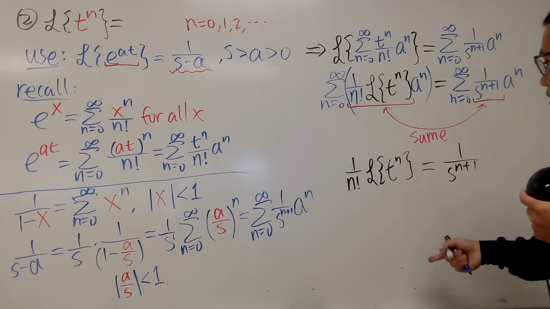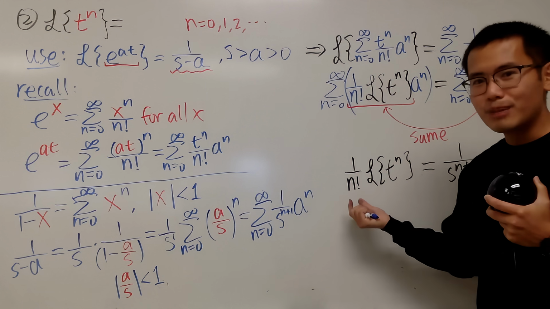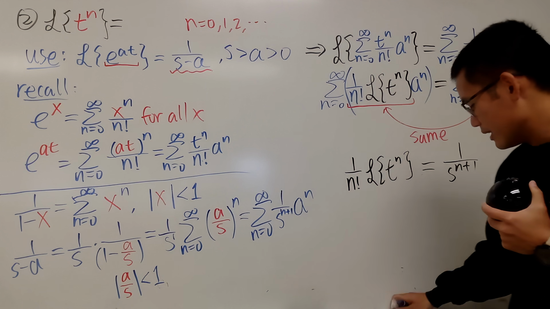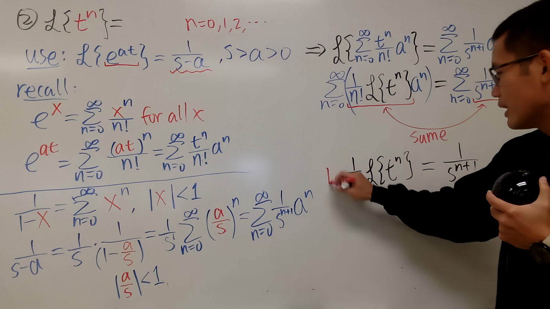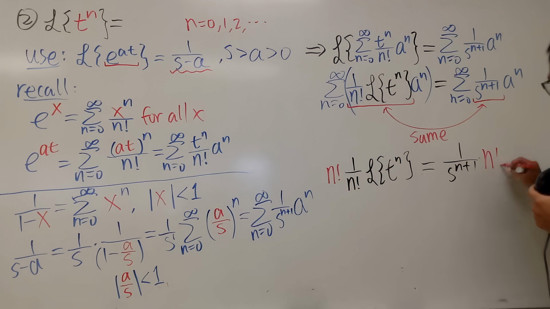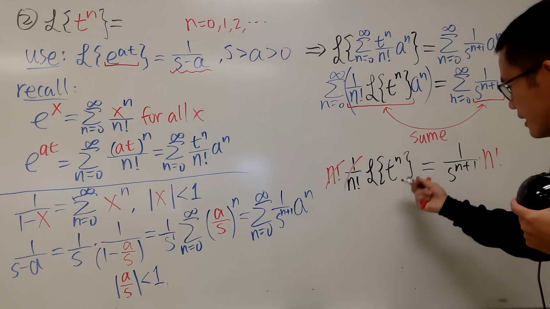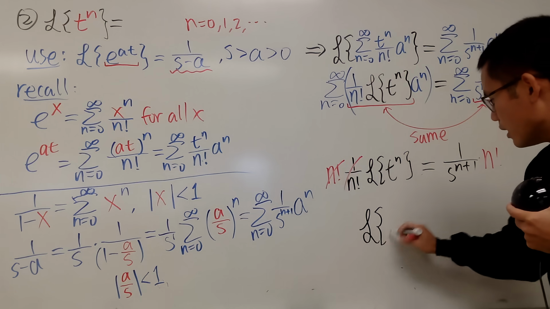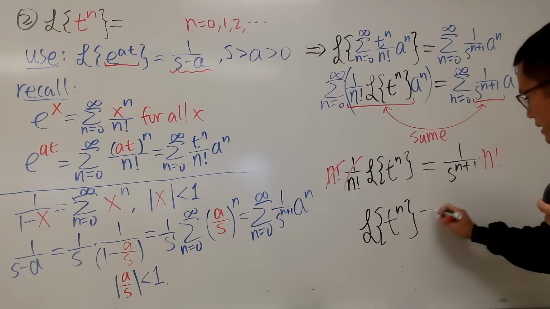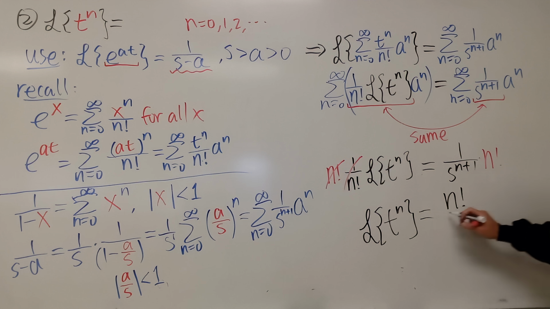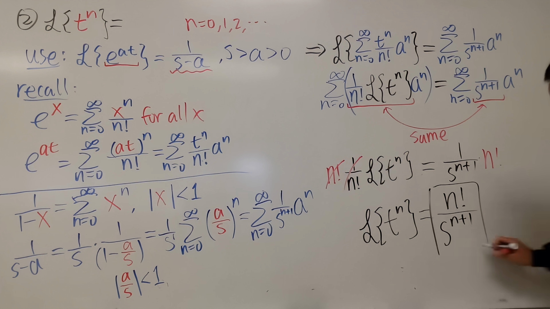So as you can see, in the end, all we have to do is just multiply the n factorial on both sides. You can just see that, this is so nice. They cancel out nicely, and then in the end, you get the Laplace transform of t to the nth power that's equal to n factorial over s to the n plus 1 power. So here we have it.